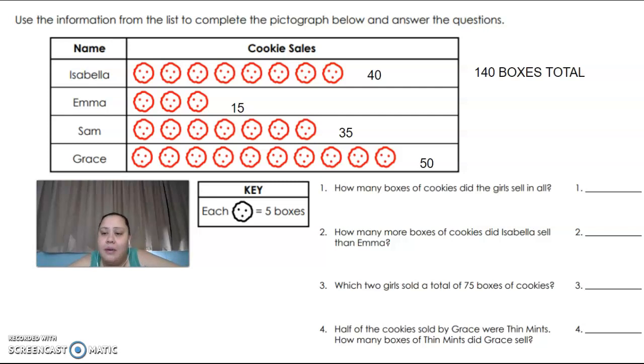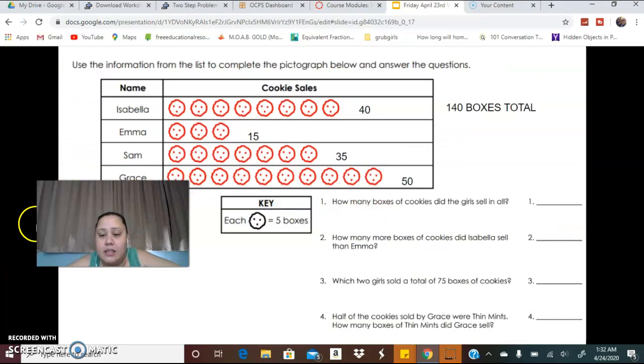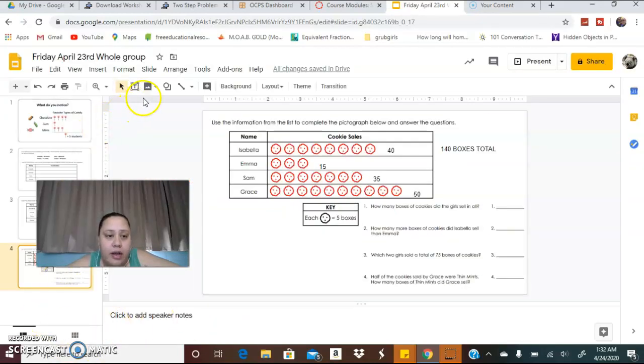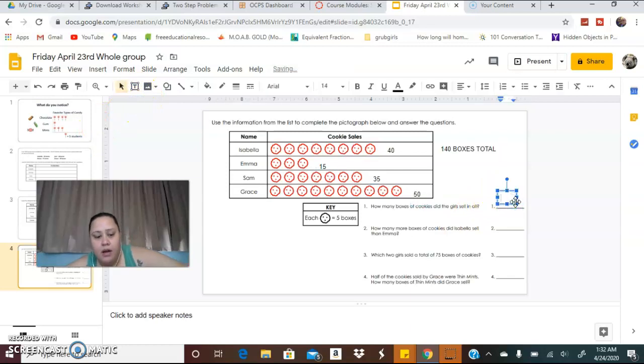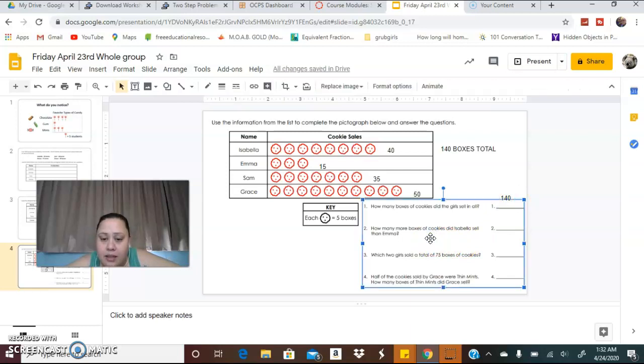And look at that. We already found that here. So we can put our answer as 140. And I'll put that right there. 140.